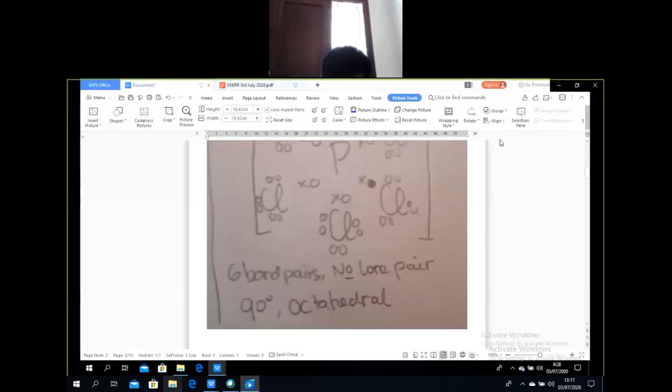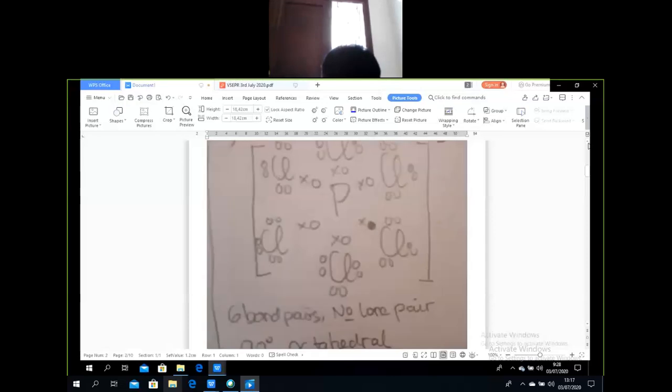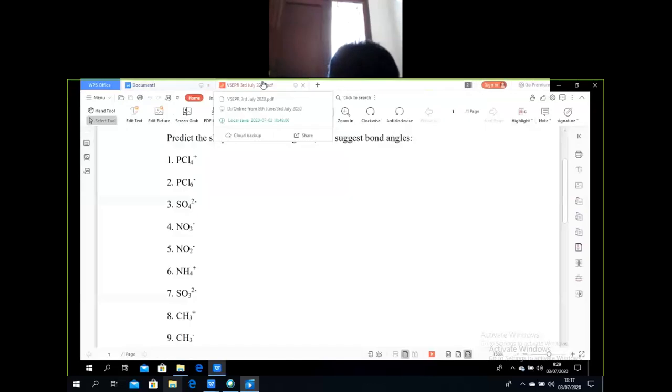Okay, when we draw the dot and cross diagram, it should be like this. We do not need to show the shape of the octahedral, because at A level they expect us to draw the dot and cross diagram like this, to show how many electrons are around chlorine and how many electrons are around phosphorus. Now let's go to number 3.